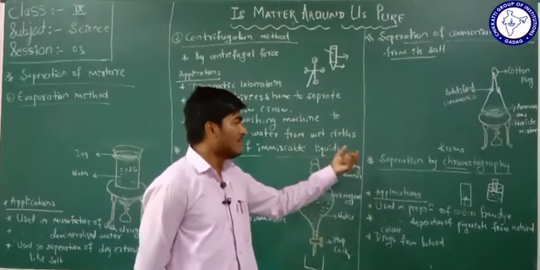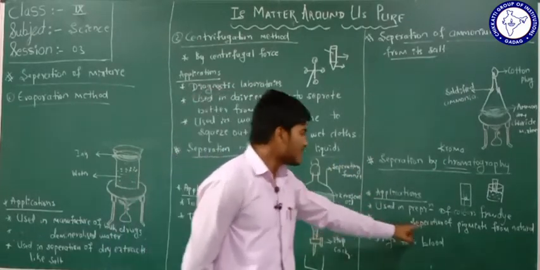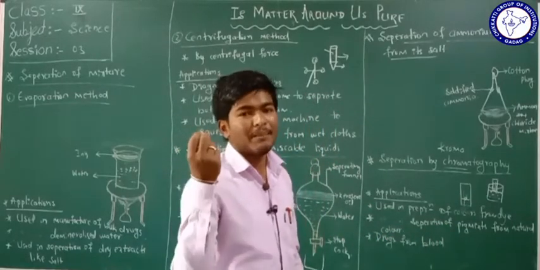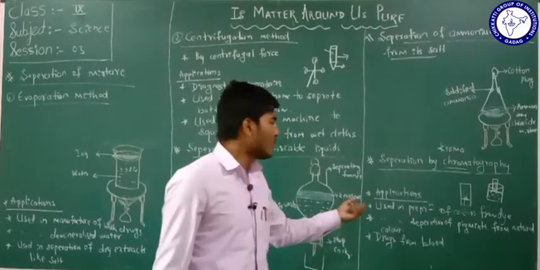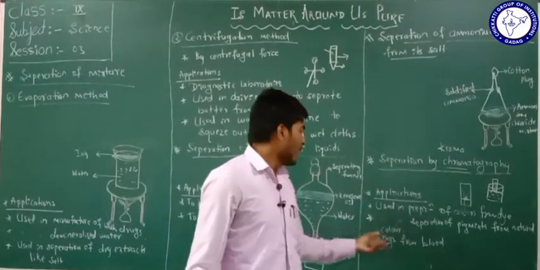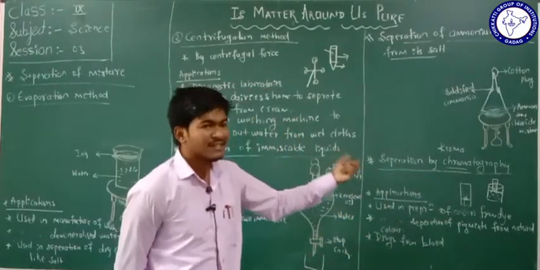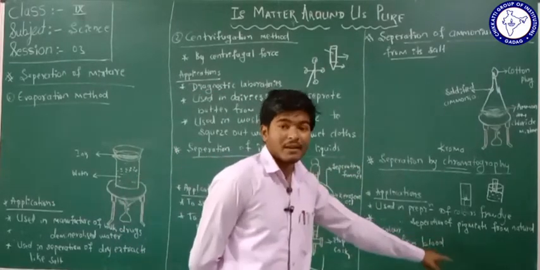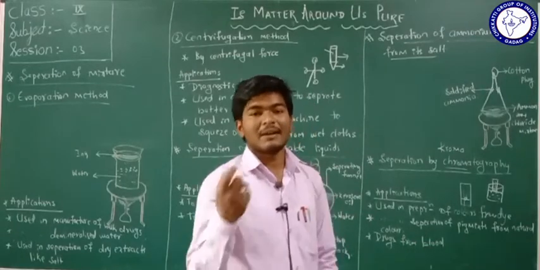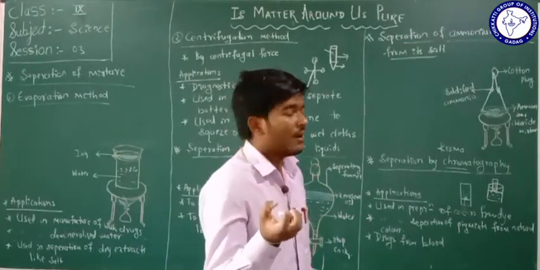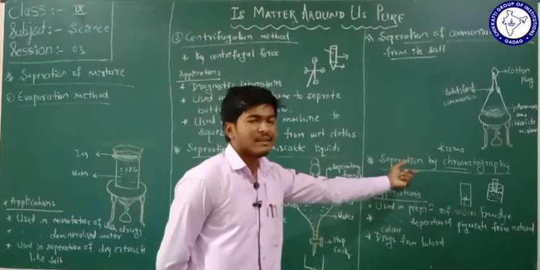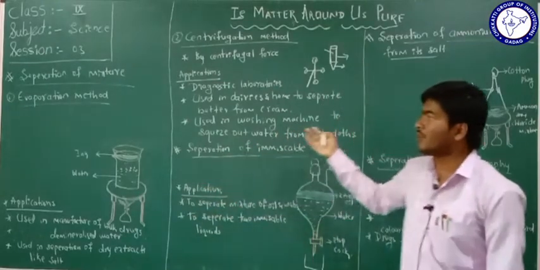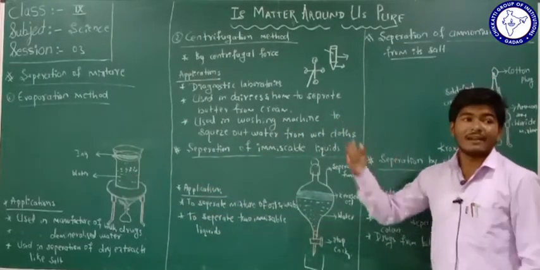Another use of this separation method is the separation of pigments from natural colors. Natural colors have some pigments, and to separate those pigments, we use the chromatography technique. Another use is the separation of drugs from the blood. If we are going to check the drugs present in the blood, we use this technique, chromatography. These are some of the important techniques we use to separate mixtures.